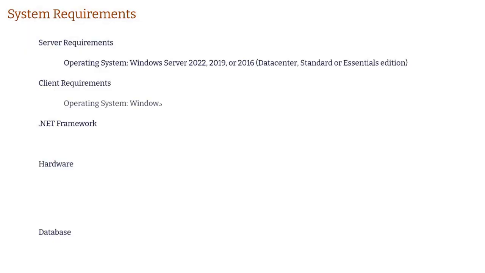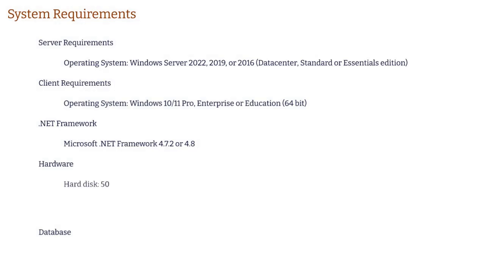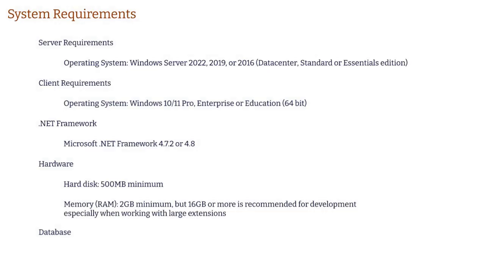For client operating system, you will need Windows 10 or 11 with Pro, Enterprise, or Education Edition. As for .NET Framework, Dynamics 365 Business Central requires .NET Framework 4.7.2 or 4.8. The minimum requirement for hard disk is 500 MB, while minimum memory is 2 GB. But 16 GB or more is recommended for development, especially when working with larger extensions.